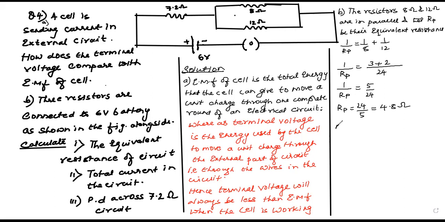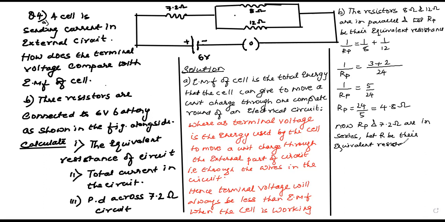Now, please have a look. Now, RP and 7.2 ohms are in series. Let R be their equivalent resistance.